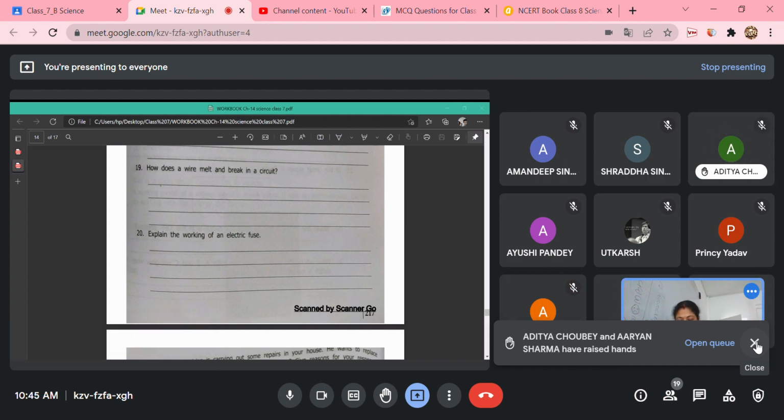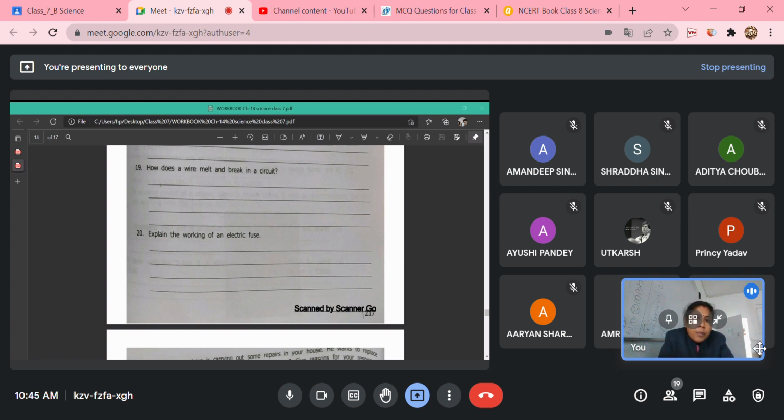Yes. So what happens? That wire melts and breaks. But when will it melt? The heat produced will be more than the melting point of the wire. And at that point, the circuit will break because the wire at some point will melt. There will be no connection. Yes. Next one. Explain the working of an electric fuse.